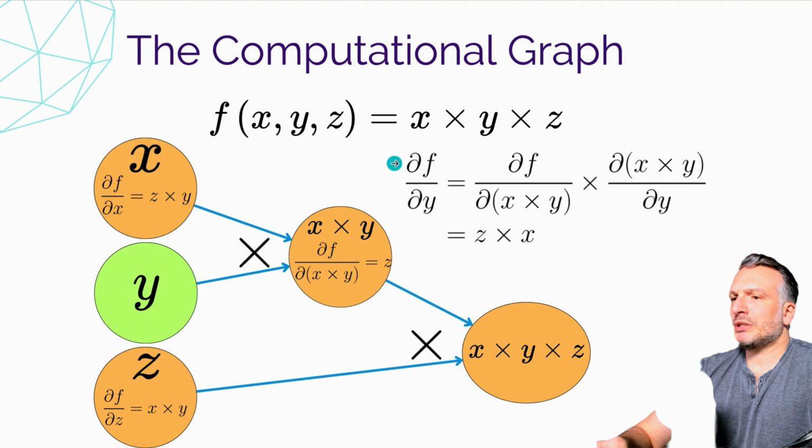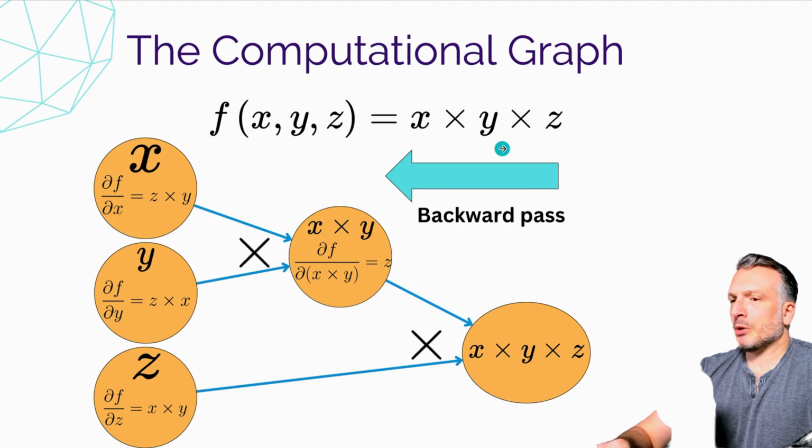If I want to compute the derivative of f with respect to y, I know that this is the derivative of f with respect to x times y, times the derivative of x times y with respect to y. I already computed the derivative of f with respect to x times y, so I can put it here. And the derivative of a simple product results from just removing the variable y to get x. And now I can store the resulting derivative in the y node. So this was a backward pass.